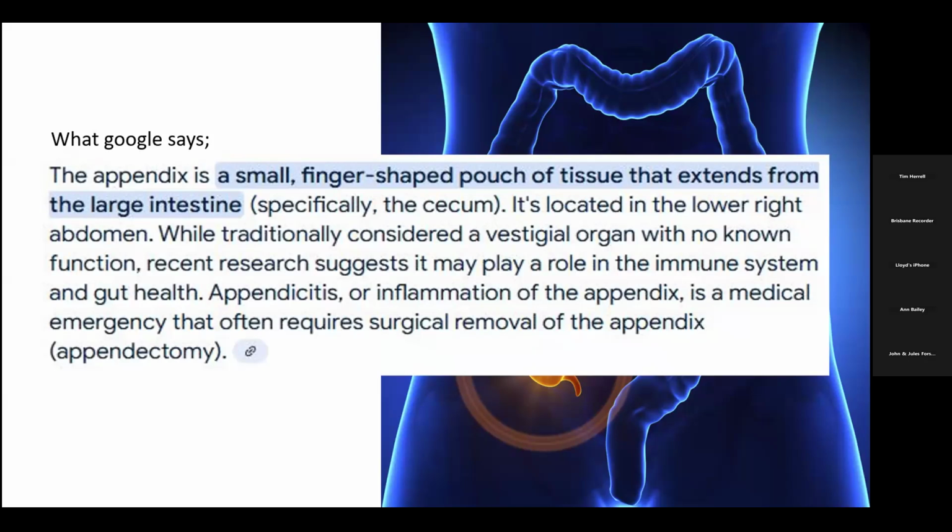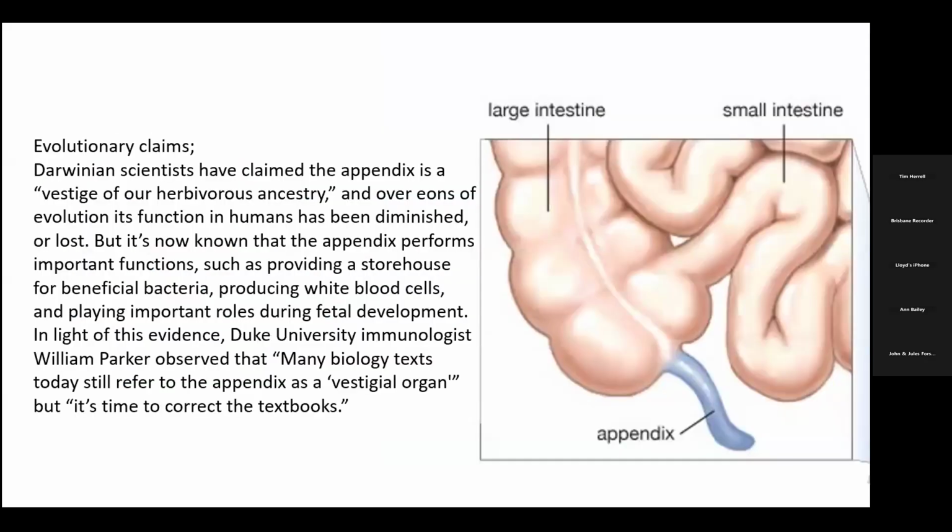While traditionally considered a vestigial organ with no known function, recent research suggests it may play a role in immune system and gut health. So science is now coming around to the idea that this thing that was considered quite useless really does have a function. Evolutionary claims. Darwinian scientists have claimed the appendix is a vestige of our herbivorous ancestry.